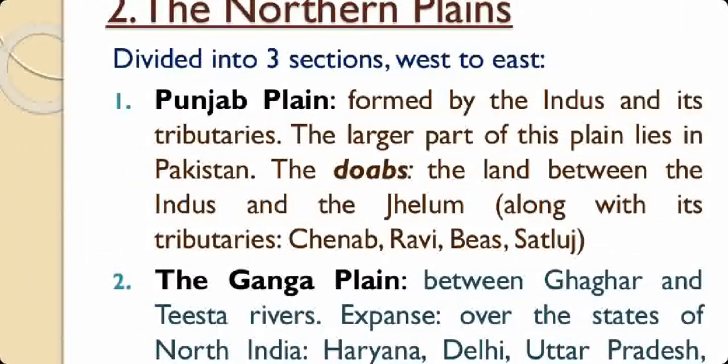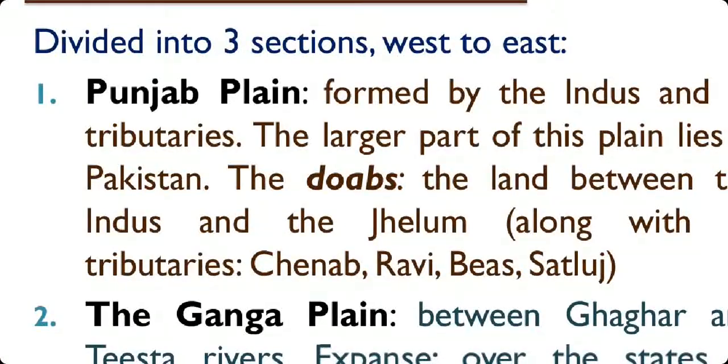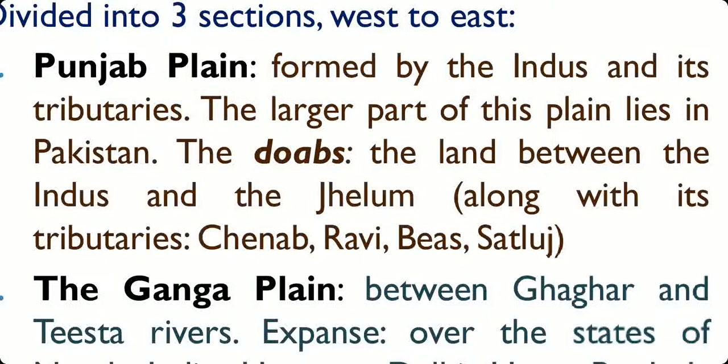They can also be studied in sections from west to east. Let us see that the Punjab plains is formed by the Indus and its tributaries. The larger part of the plain lies in Pakistan. The Doab, that is the land between the two rivers, Indus and Jhelum, is in this range.